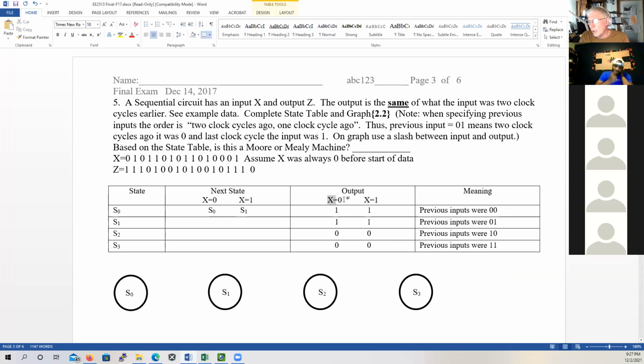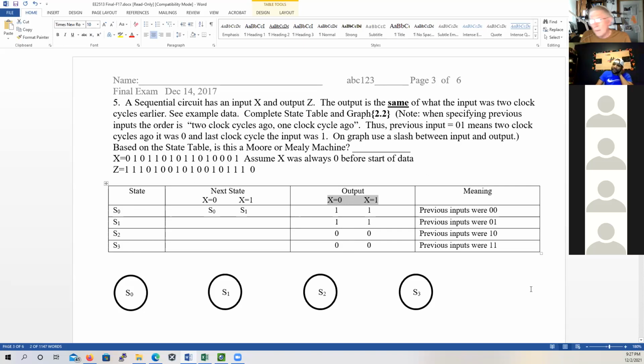As soon as you see X equals 0 and X equals 1 in the output column, you know that it doesn't depend on the state. It depends on the next input. If it depended on the state, then there would be no X's in this output column. You'd just have one output associated with each state.